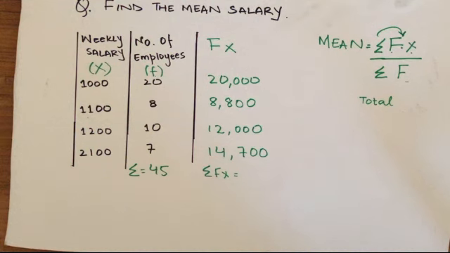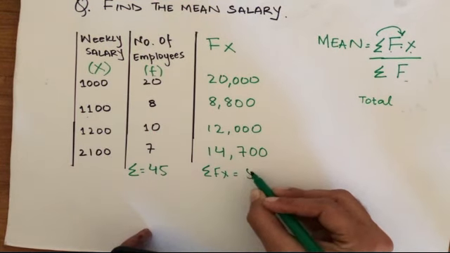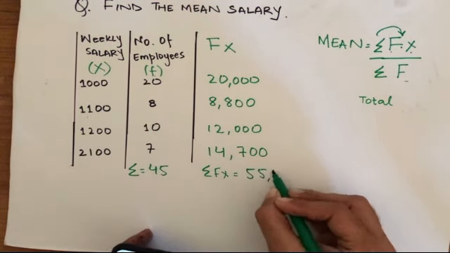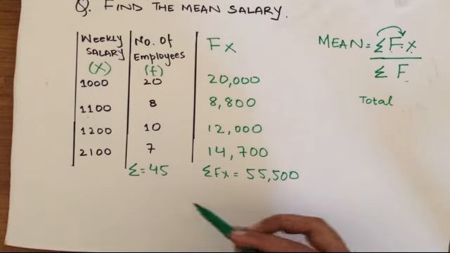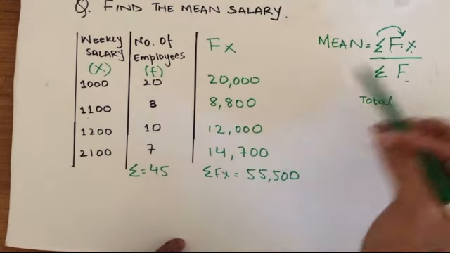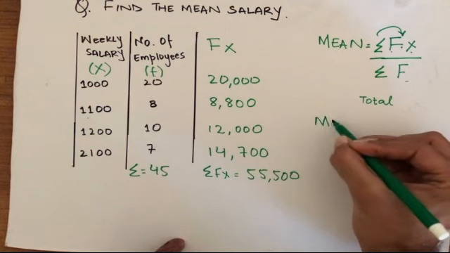Thousand plus 14,700, 14,000. This gives you 55,500. So the solution would be just to substitute these values into the formula that would give you the mean.